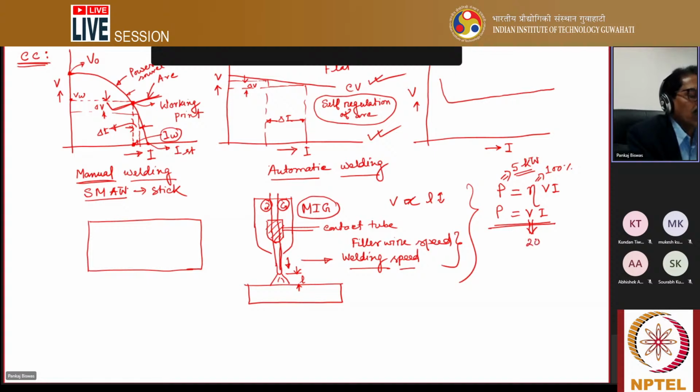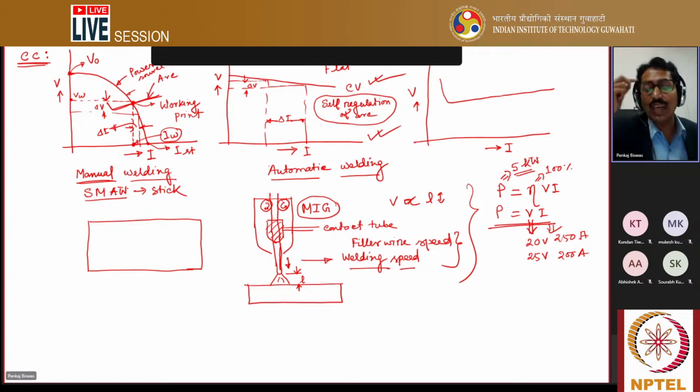Like if you consider 20 volt as the voltage, then what should be the current value? To get 5 kilowatt, the current value will be 250 ampere. Understand? This way you can calculate. And now if your voltage is 25 volt, then your current will be how much? 20 ampere. Like this way also you can calculate. So depending upon your requirement, you can do it in different ways.